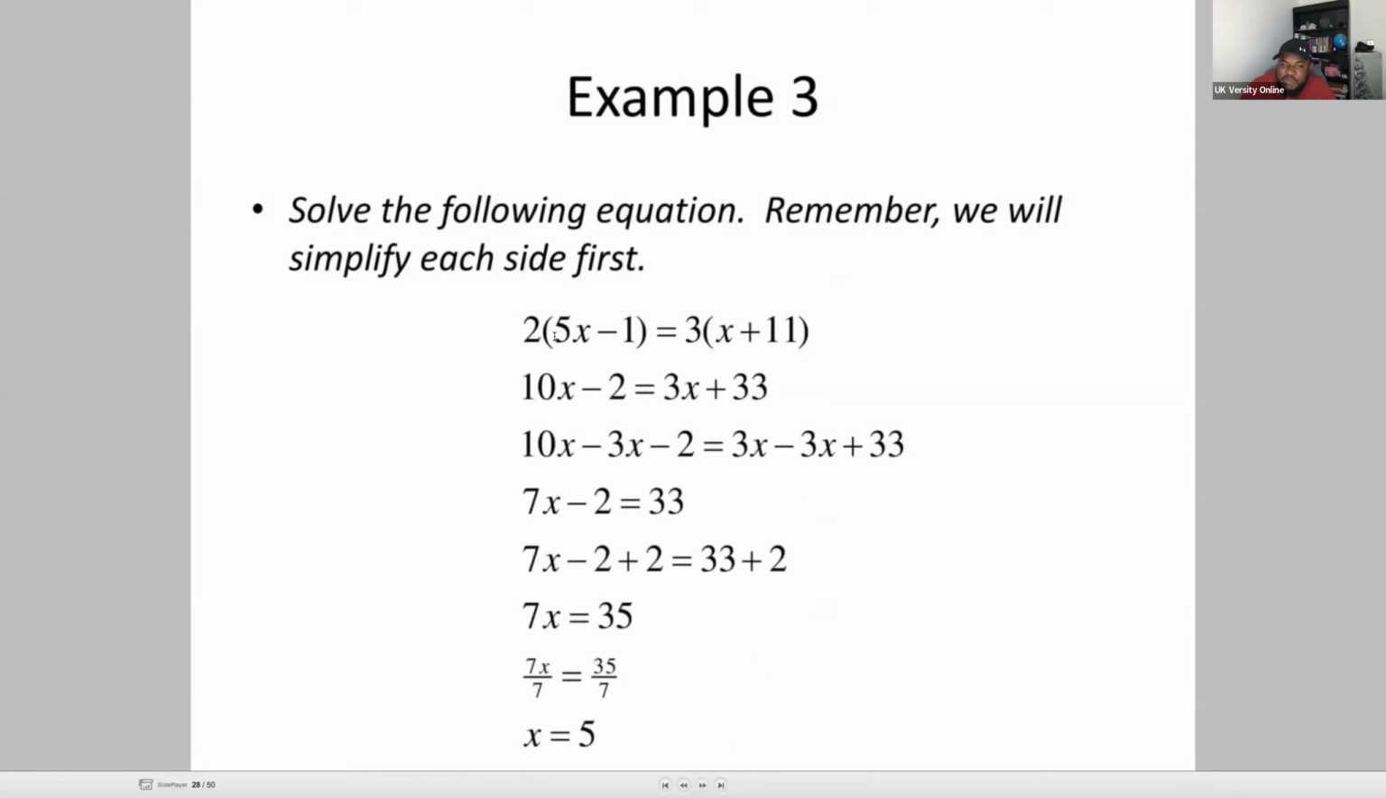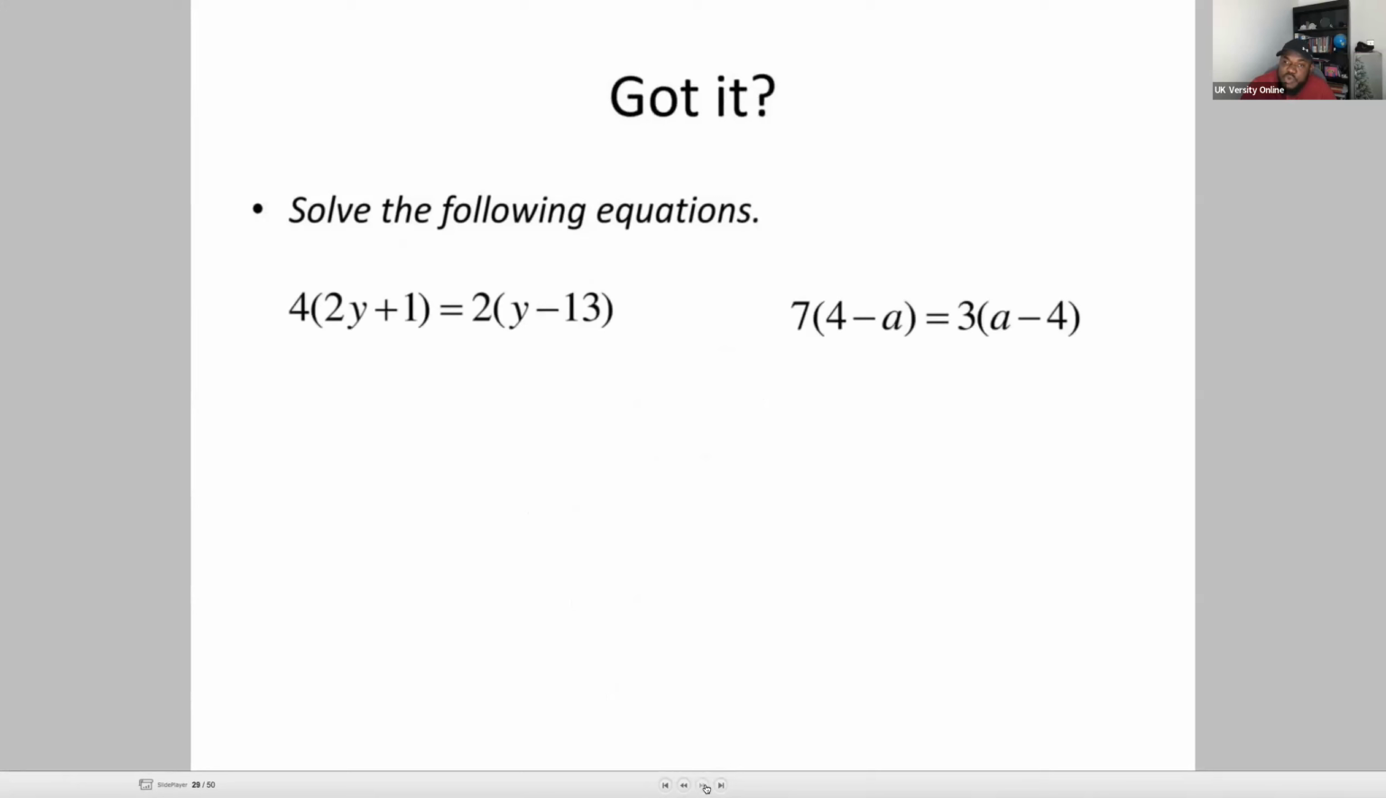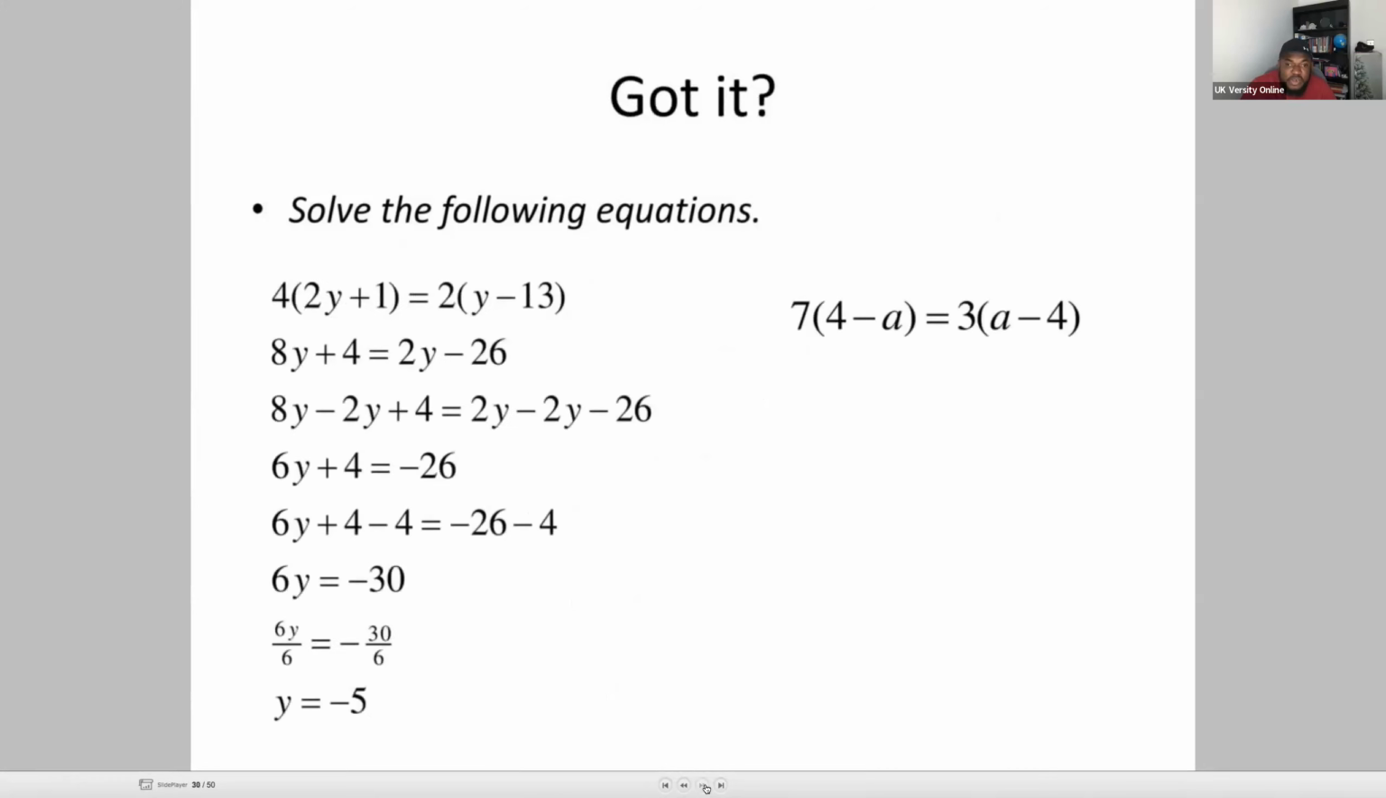Then this is the answer. You will expand both sides. 2 times 5x gives you 10x. 2 times -1 gives you -2. 3 times x gives you 3x. 3 times 11 gives you 33. Then you now solve it. You want to get rid of this 3x, so you take away 3x from both sides. That gives you 7x. Get rid of this 2, 35. X is 5. Try this one and have a go again. You will see that you're going to get it right.